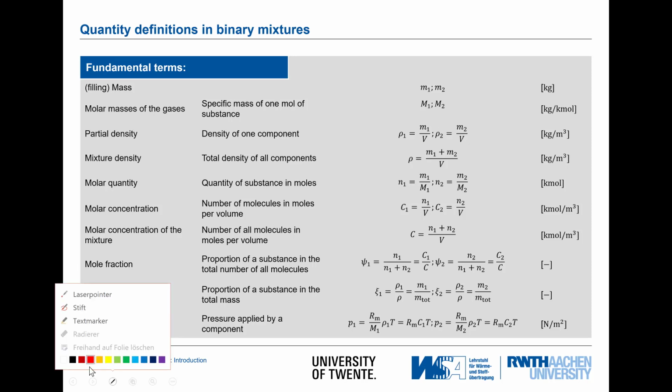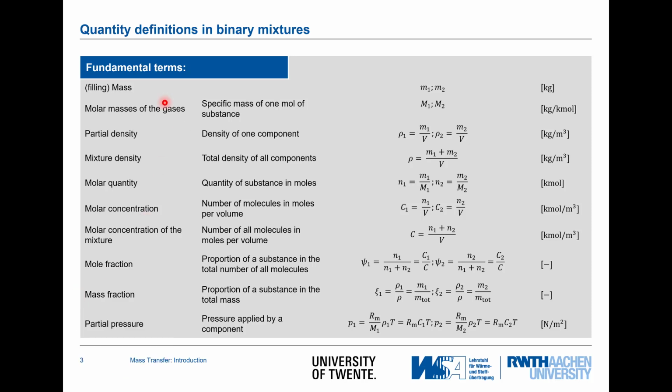I'll pick here my laser pointer. The first one is just the mass, the filling mass in that volume. We denote that component-wise m1 or m2, small m, and the unit is kilograms. The molar masses of these gases is basically the weight of 1 mole of these gases. That's with capital M, so capital M1, capital M2, kilogram per kilomole.